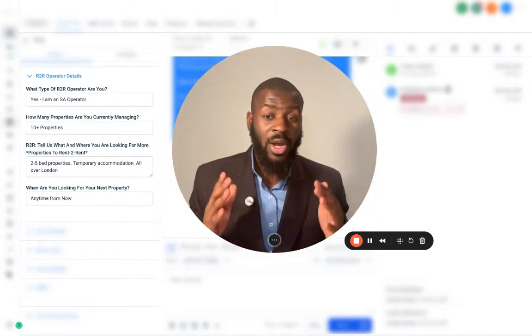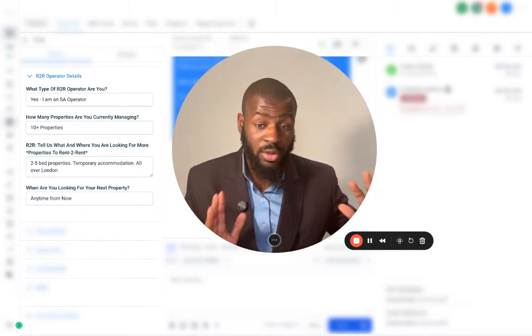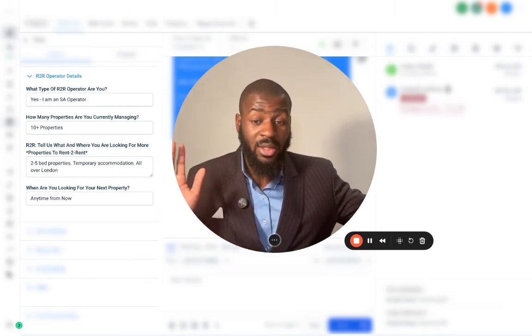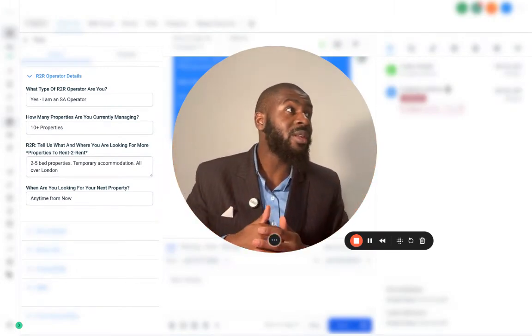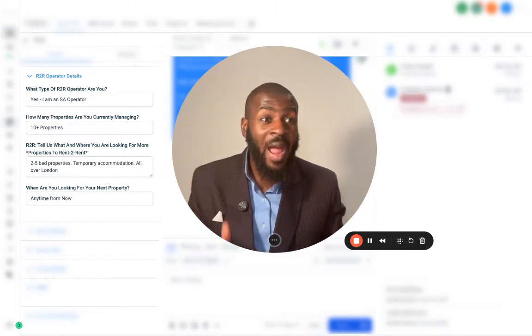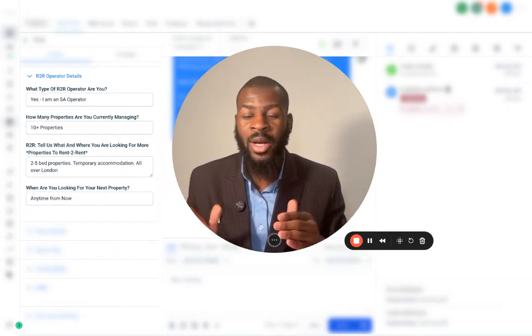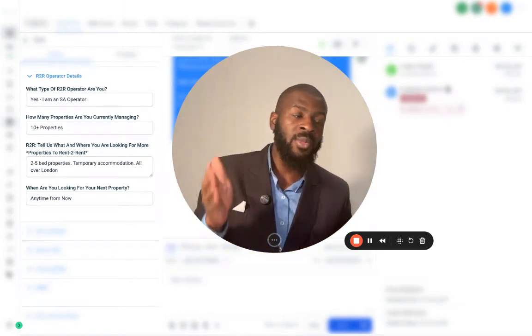Now, that's great. All over London. Remember, Telford, I thought it was Salford. It's not Salford. I don't even know where that is, I'll be honest. But all over London, London's the capital city of the United Kingdom. It's massive. They're basically saying any property that you've got in London, I will look at. When are you looking? Anytime from now. This is a creme de la creme investor.